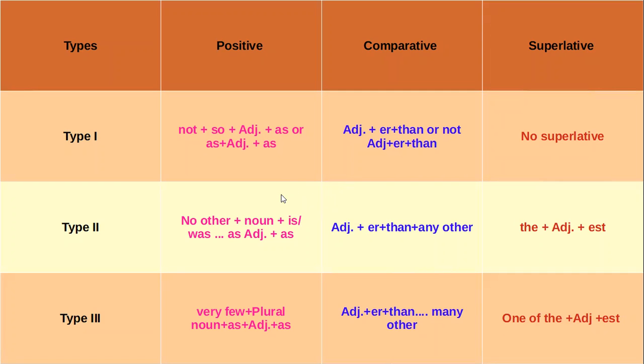So students, today we have learned about degrees of comparison. In degrees of comparison, we have three types: positive, comparative, and superlative. Positive is when we do not compare; we are just saying about the noun. Comparative means when we compare two or more persons or things. Superlative means we compare two, three or more persons to the rest. So this is degrees of comparison and this is the structure of degrees of comparison.